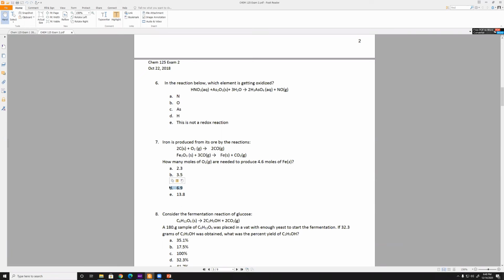Oh, damn. Wait a minute. Adi made a good point. The second equation is not balanced. Ooh, tricked me. All right, cut.